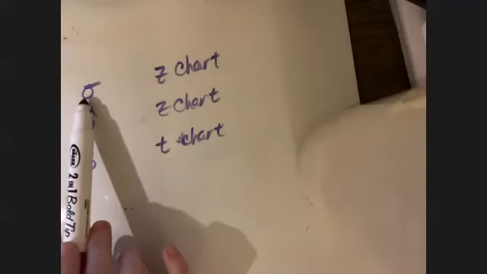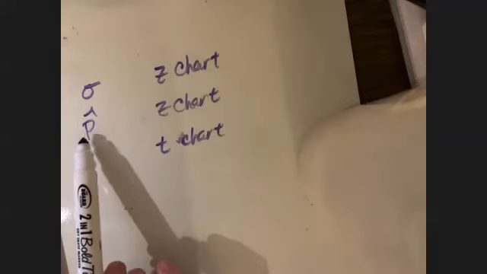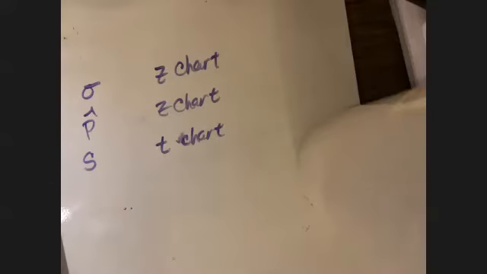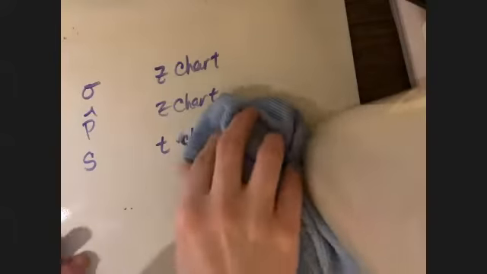So if they give me sigma, it's a Z chart. If it gives me P hat, I'm using a Z chart. If they give me a sample standard deviation, I'm using a T chart, okay? So now, there is also a way to put this onto a calculator, okay? So we're going to talk about how to put this onto a calculator.